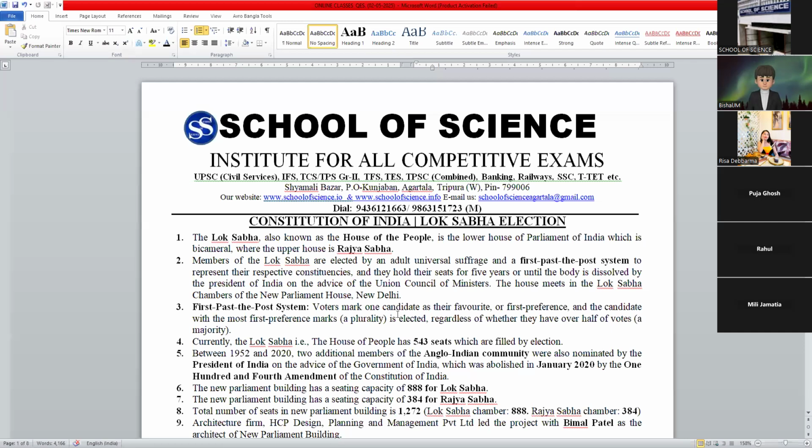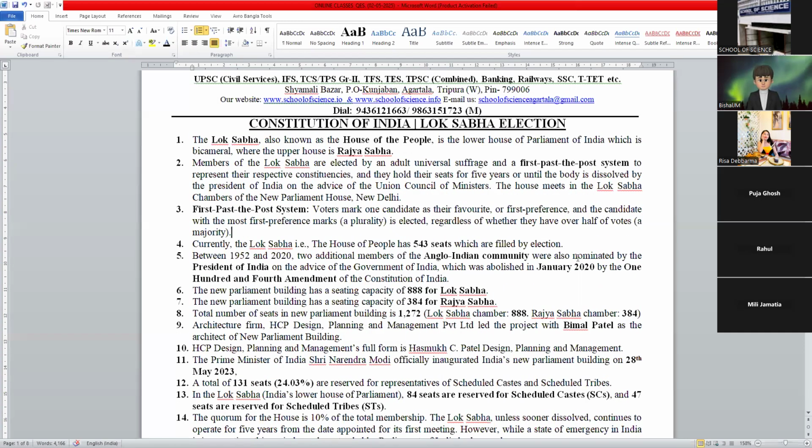Point number 4. Currently, the Lok Sabha, that is the House of People, has 543 seats which are filled by election.